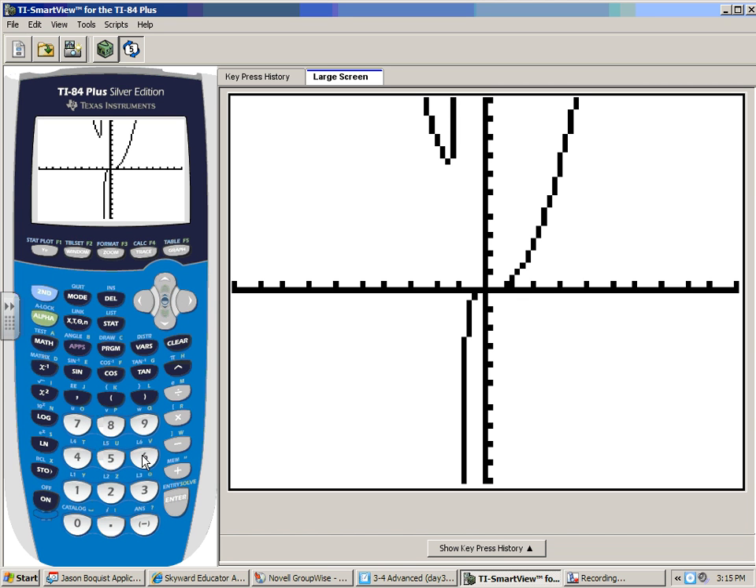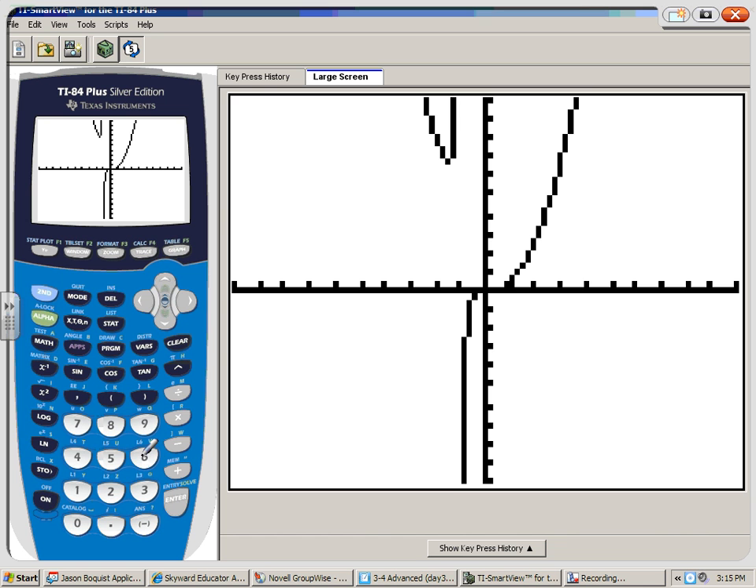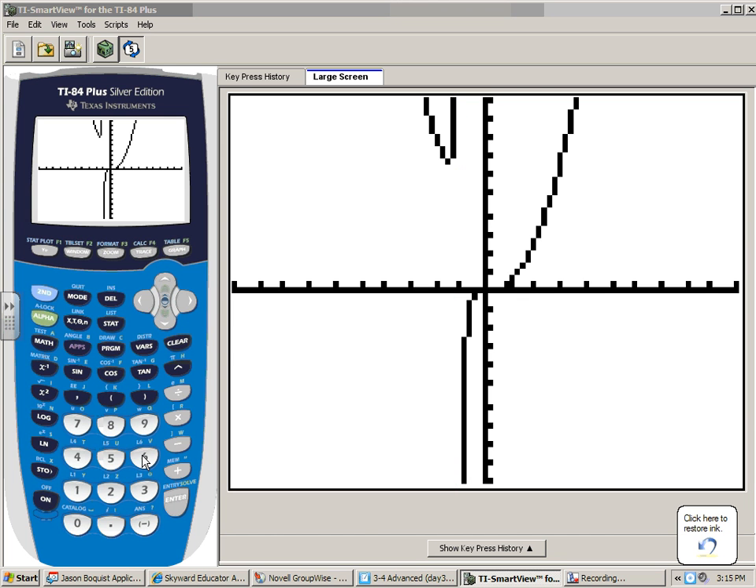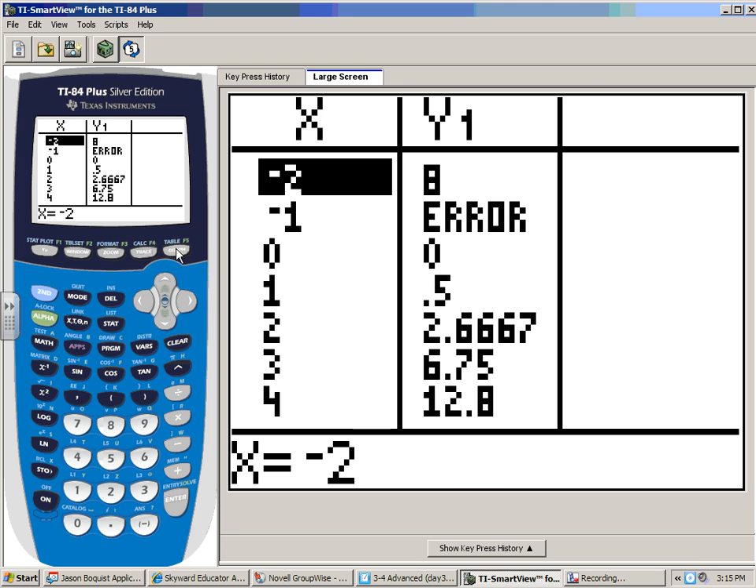Is there still a vertical asymptote at x equals -1? Is it somewhat hard to see on here? It is, but if you just kind of grab this, there it is. And the one feature that you can use to help you out a lot, if you need to know some of these points, is the table. Okay. There they are. Oh, look at that. -1's an error. I wonder why. Because you're dividing by 0.